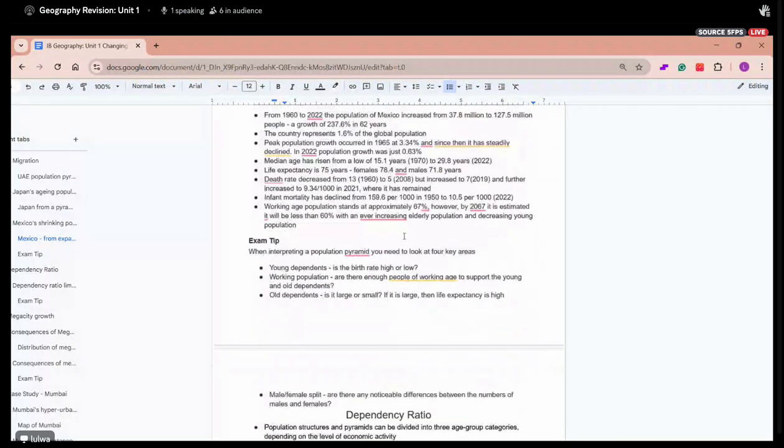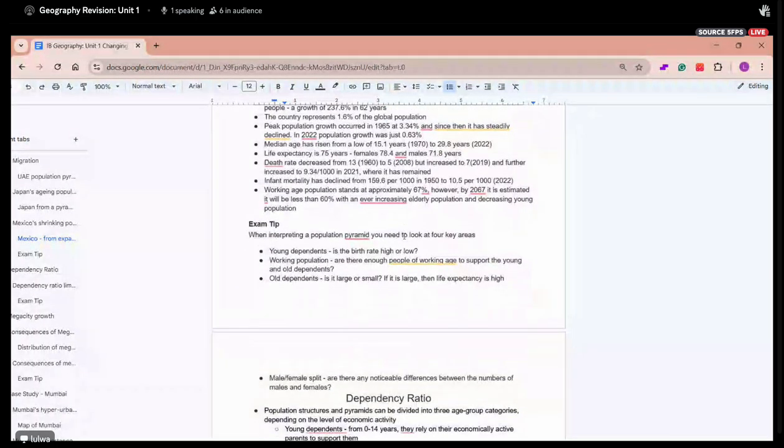So a tip is, when interpreting one, you need to look at the 4 key areas, as we said. Young dependents, working population, which is between the ages of 18 and 65, and old dependents, which is the age of 65 plus, and the male-female split. So you have to notice, is the birth rate high? Are there enough people of working age? Is the old dependency ratio small? And are there any noticeable differences between the number of men and women, or male-female ratio?